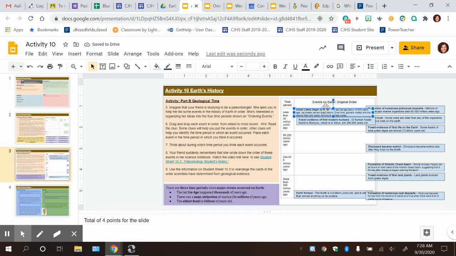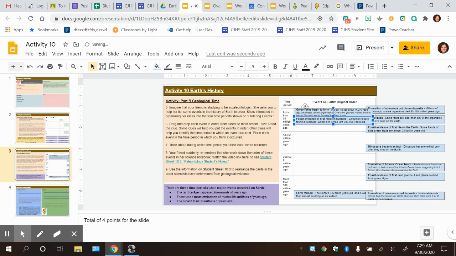Now, since it says Great Lakes forming 14,000 years ago, that is more recent than humans. The oldest human remains are 300,000 years ago. And so you would probably put them in this order. However, if you put those in this order, that's totally fine.